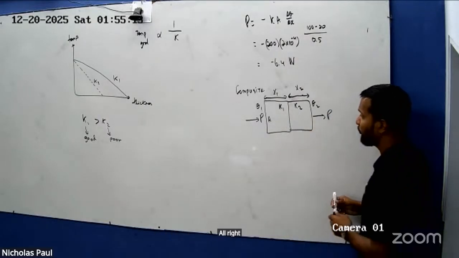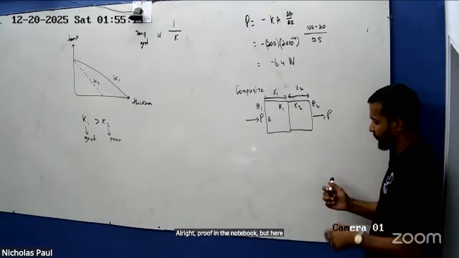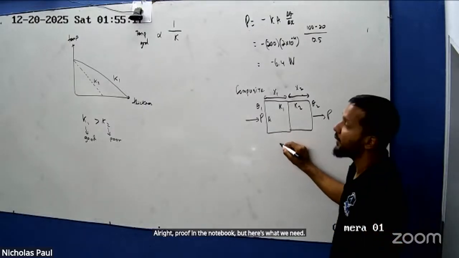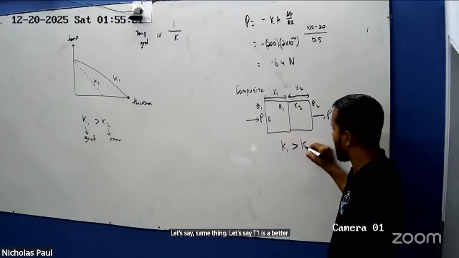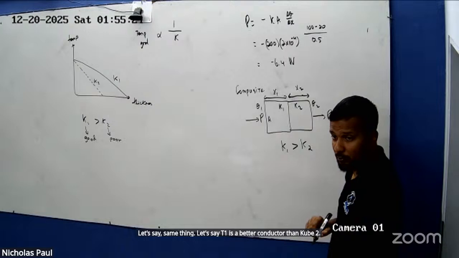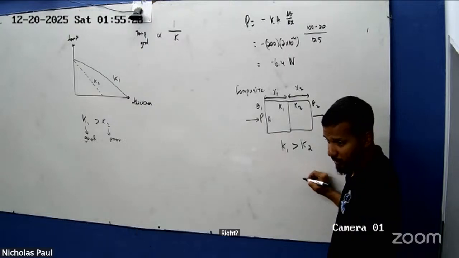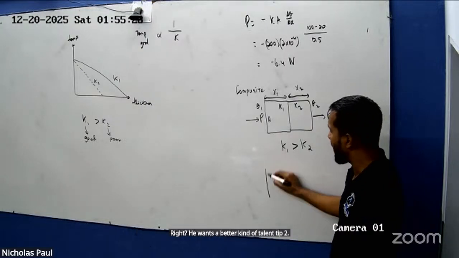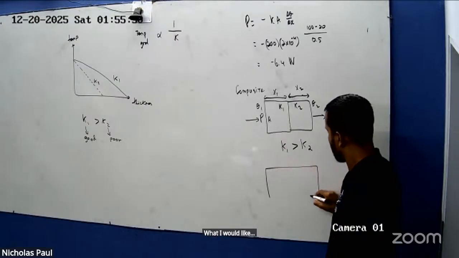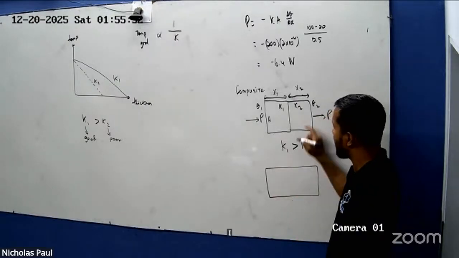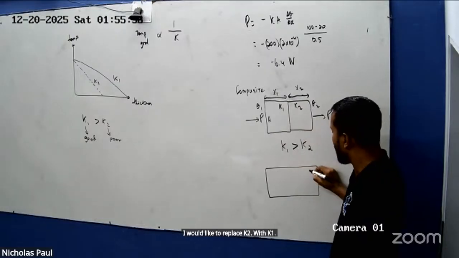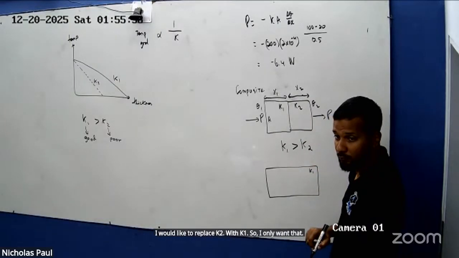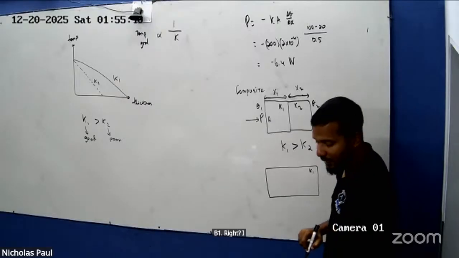There's a little proof in the notebook, but here's what we need. Let's say K1 is a better conductor than K2. I would like to replace K2 with K1. So I only want to have K1.